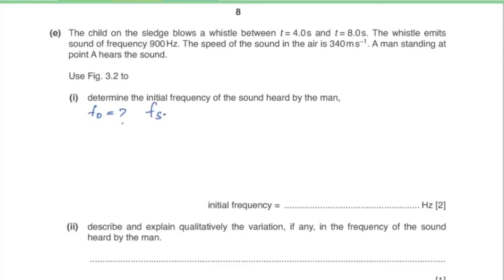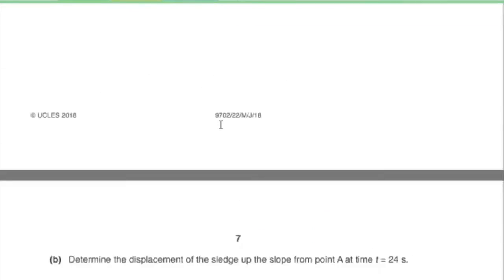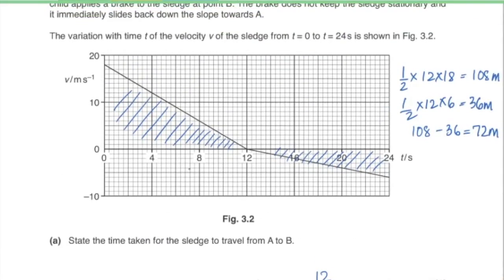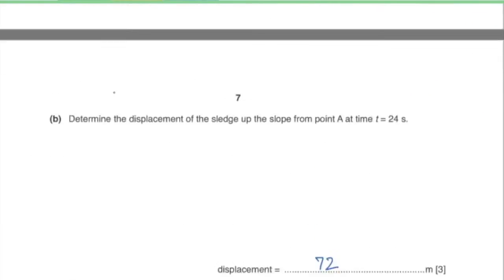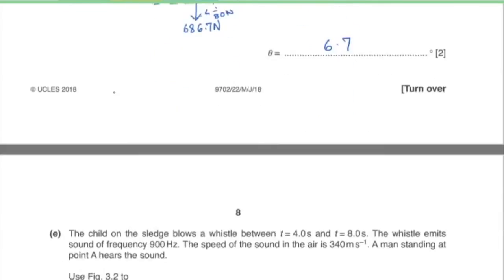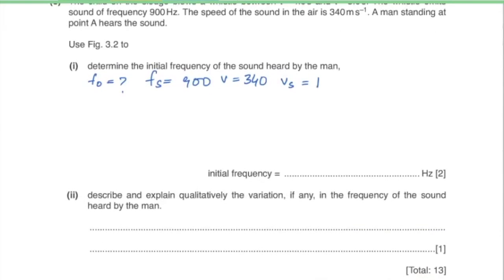The frequency of the sound source is 900 Hz. Speed of sound in air is 340 meters per second, and the speed of the source of sound is the speed with which this sledge is moving at t equals 4 seconds, because they're asking us to find the initial frequency, meaning at time t equals 4 seconds. From figure 3.2, at time t equals 4 seconds, the sledge has a speed of 12 meters per second. So we can assume that the speed of the sound source is 12 meters per second.